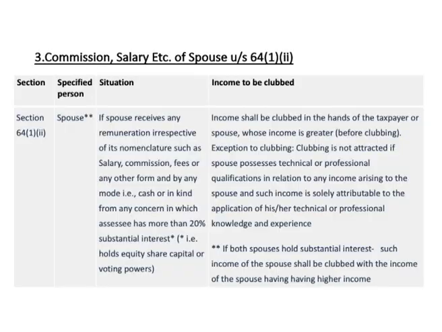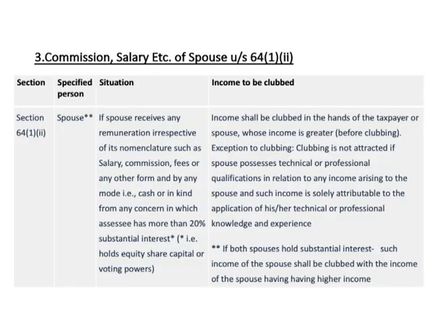Coming to the third section, commission, salary, etc. of spouse under section 64(1)(ii). This is a very unique case, where the section is regarding the relation between spouses. One spouse can be either wife or husband. One of the spouses has a substantial interest in an organization or a company. Taking that as an advantage, the other spouse, though he has no qualification or specific knowledge or skills, joins the company and receives some income. In such a situation, this section evokes the provision.